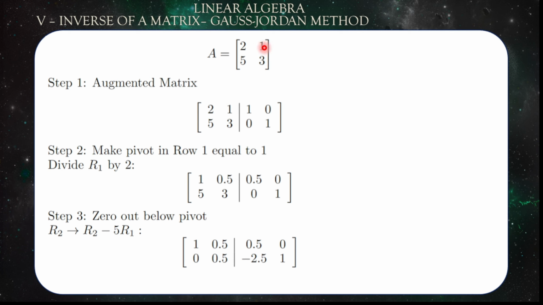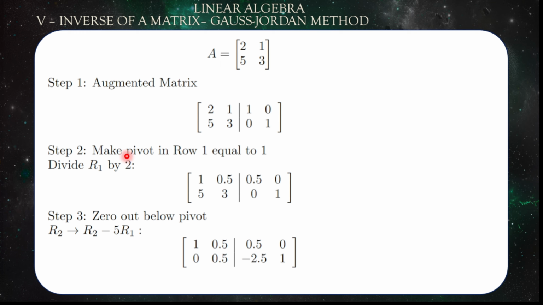A is equal to the matrix with rows 2, 1 and 5, 3. We need to get the inverse matrix of A, or A minus 1. The first step is forming the augmented matrix, where you place A to the left, then a separation line. After that, right next to it, to the right, the identity matrix having the same size as A, which is 2 by 2: 1, 0, 0, 1.